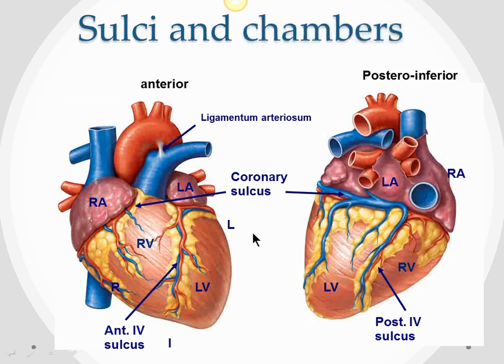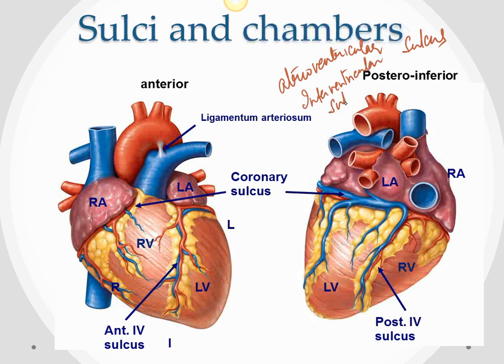Now let's see, how do we decide which is the right ventricle, which is the left ventricle, which is the atrium, right and left. In order to do that, you have certain external grooves, or what are known as sulci. Based on where they are present, if they are present between the atria and the ventricles, we call it an atrioventricular groove or sulcus. And if it is present between the ventricles, we will call it an interventricular sulcus or groove. Okay, so the name itself is self-explanatory.